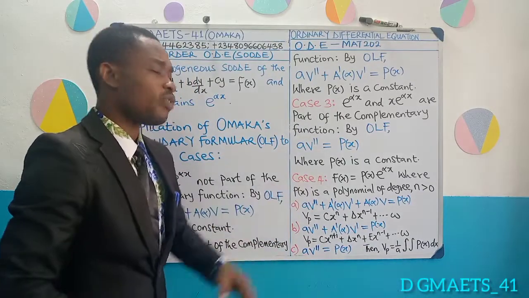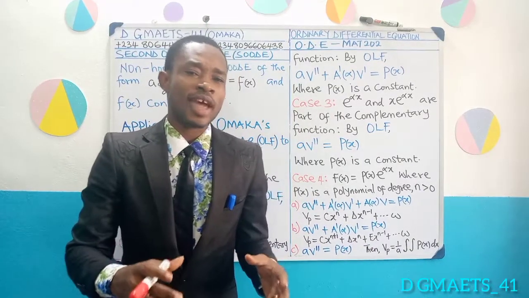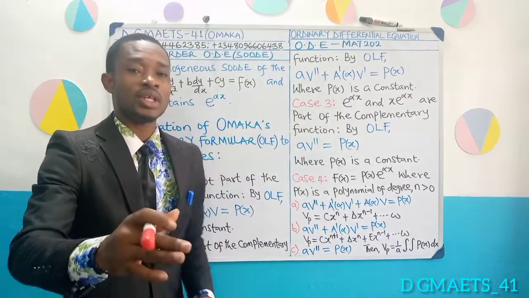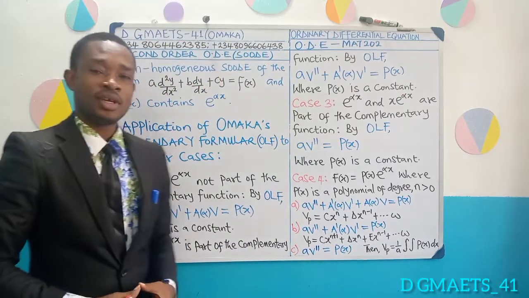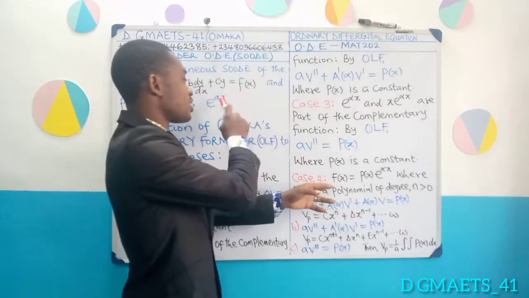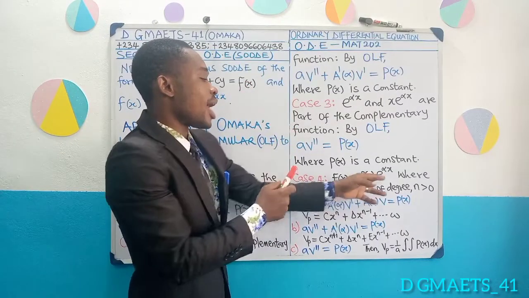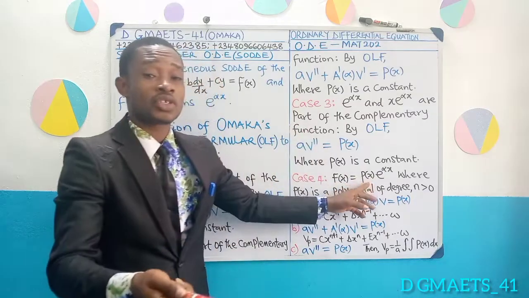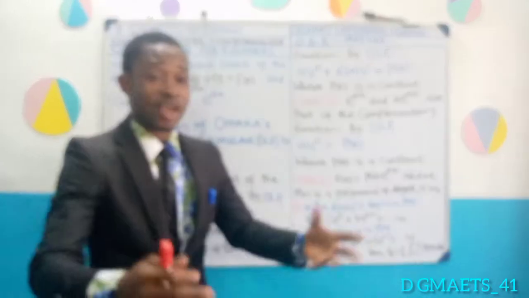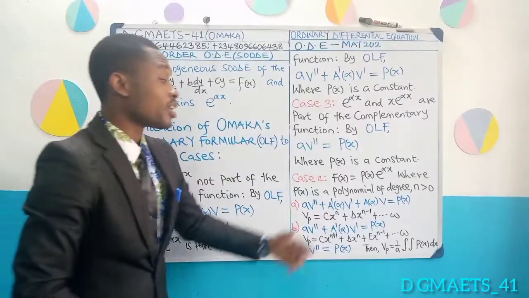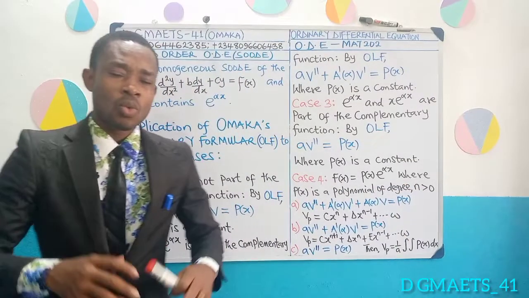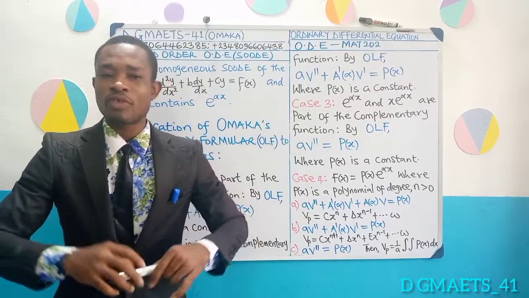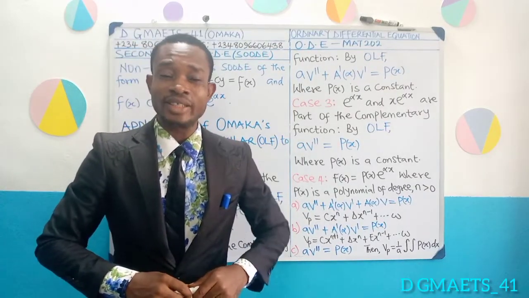Now let us look at case 4, where P of x is no longer a constant. It's purely a polynomial of nth degree, that is degree n. Now in that case, the f of x is no longer an exponential function multiplied by a constant. But in this case, P of x, like I said, is a polynomial of a given degree n, where the degree is greater than 0. What will Omaka's Legendary Formula look like? What form will it take?